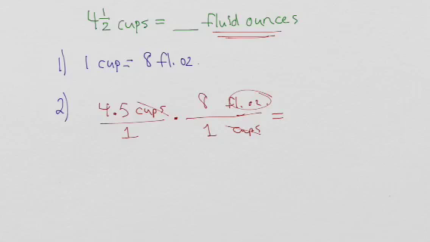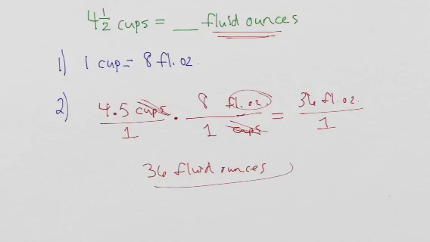Now I'm going to multiply across, and 4.5 times 8 is going to get me 36. Again, fluid ounces. In my denominator, the cups canceled out, so no more words down there. Just 1 times 1. So there's my final answer: 36 fluid ounces. That's how much it would take for 4.5 cups.